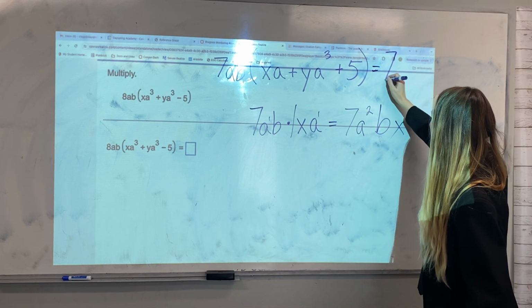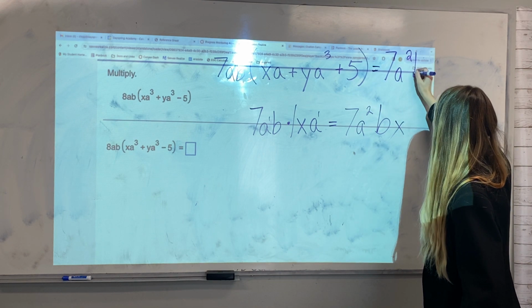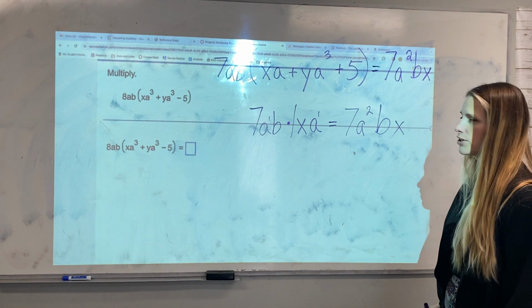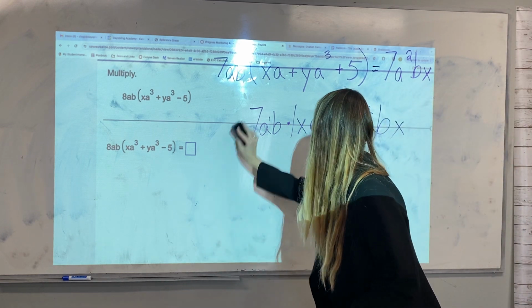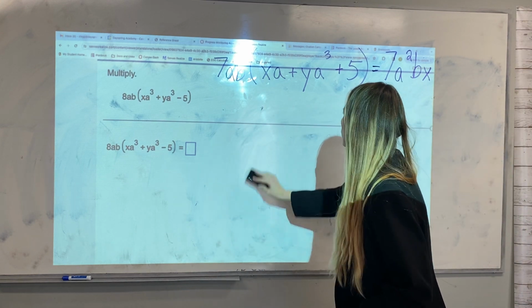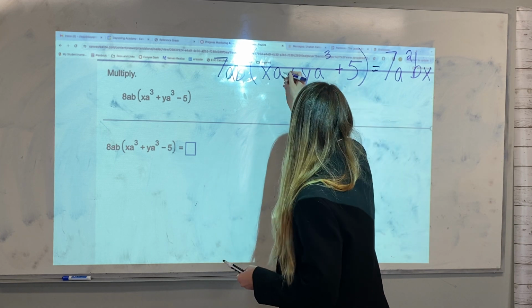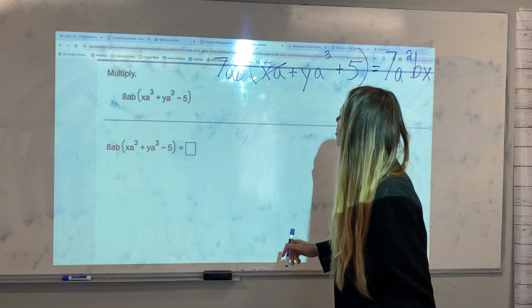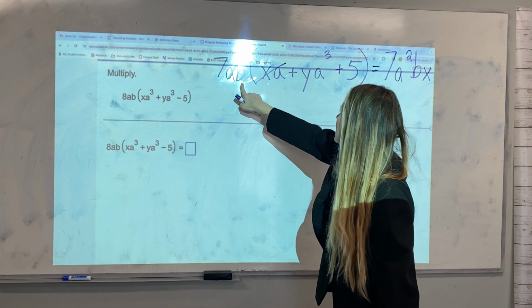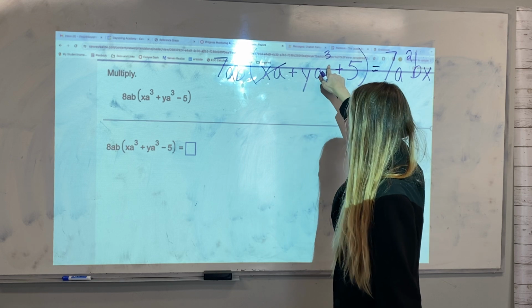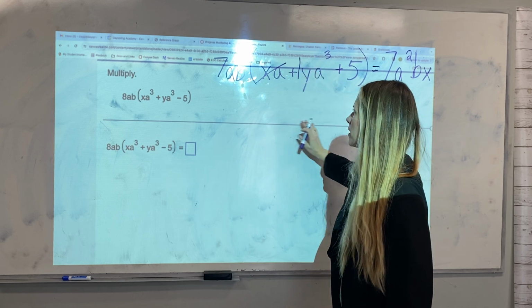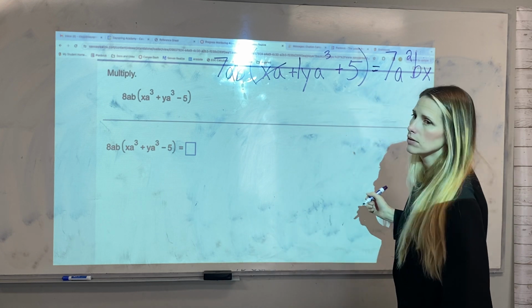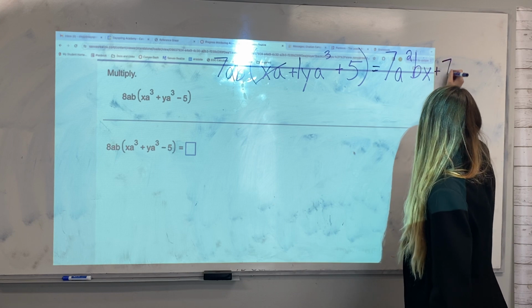So you have 7a squared b x. That's your first term in your solution, okay? I'm going to go ahead and cross this out because I want to feel accomplished, like I'm checking something off my to-do list, okay? So now I have 7ab times ya cubed. If you want to, we don't have to write it out here. Do you want to just multiply like this? Okay. 7, positive 7, so we put plus 7.